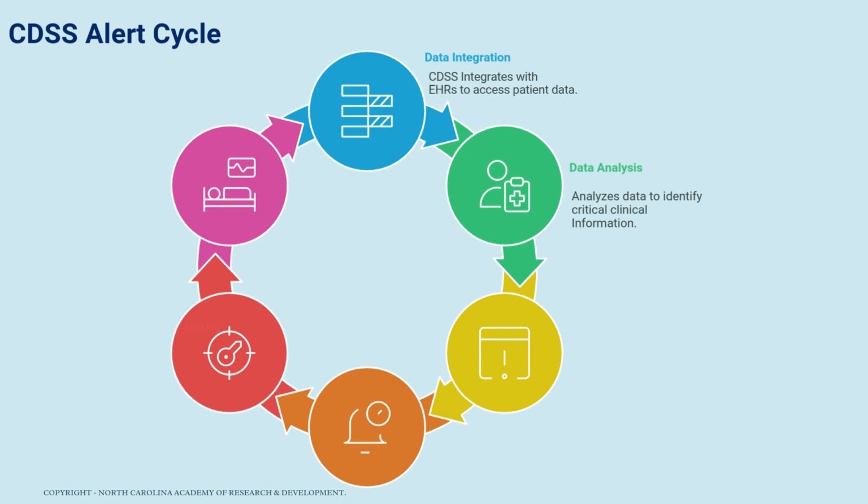Step 3. Generate alerts. When it finds something concerning, it creates an alert. For example, if your patient is prescribed a new medication that could dangerously interact with something they're already taking, the CDSS catches it and flags it instantly. Step 4. Provider notification. Now you get notified clearly, in real time. No digging through files, no waiting, just timely, relevant information that helps you act fast.